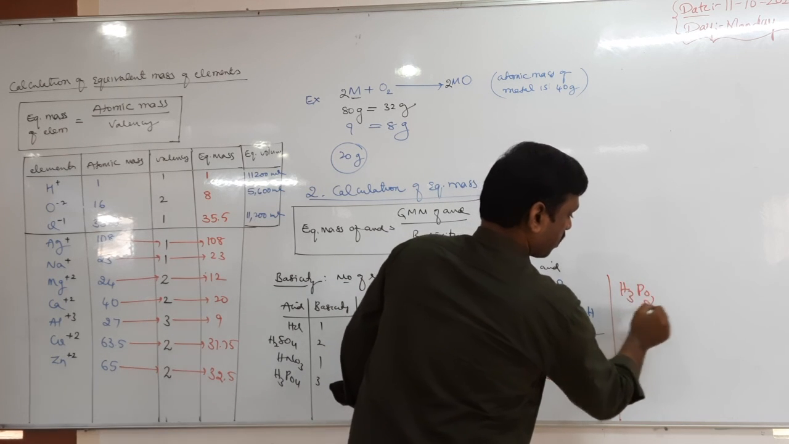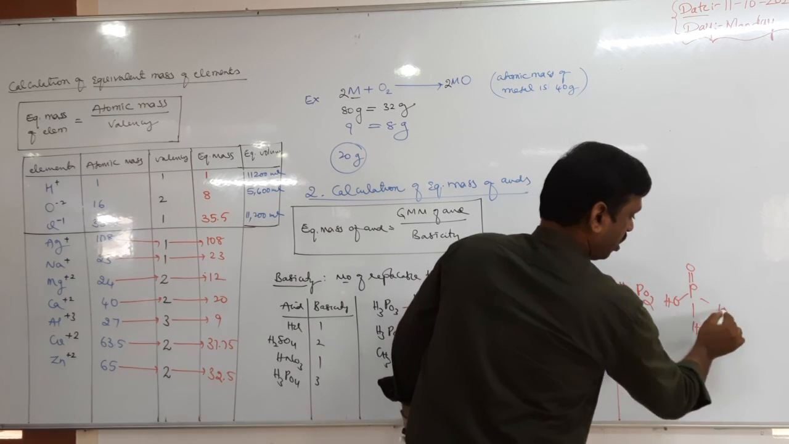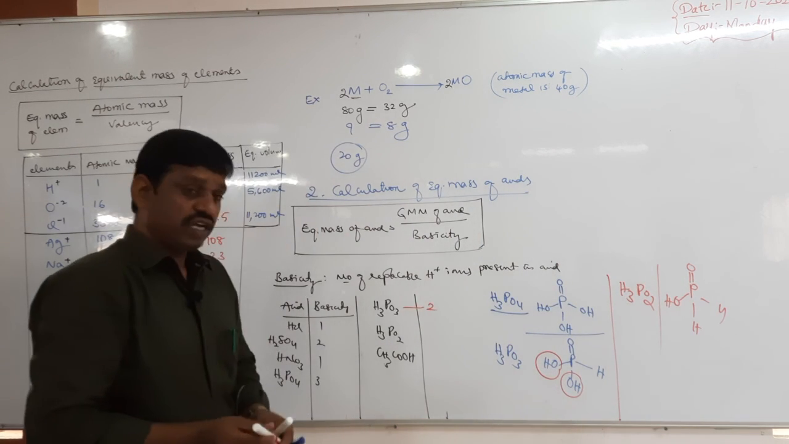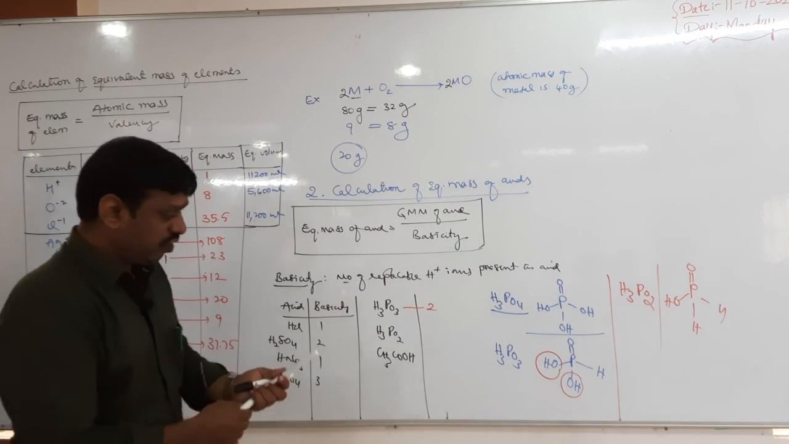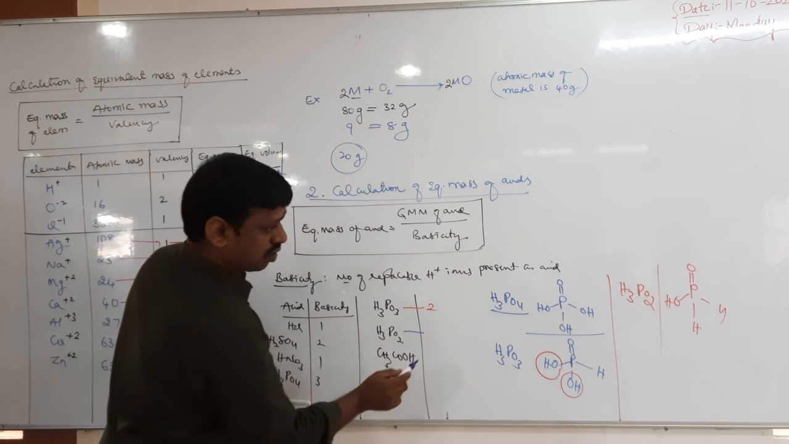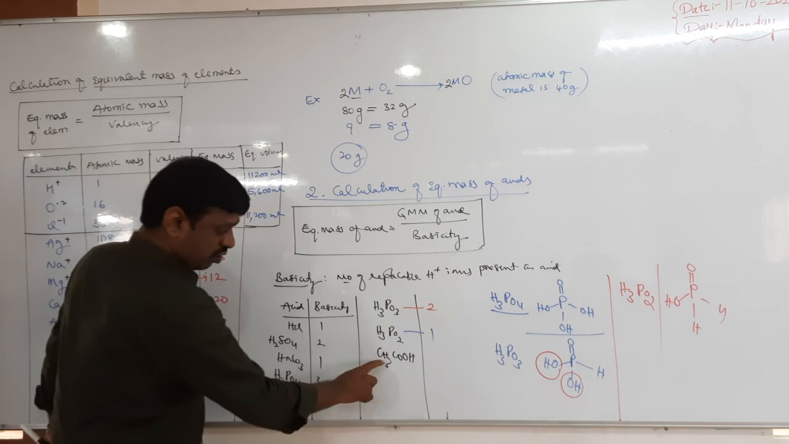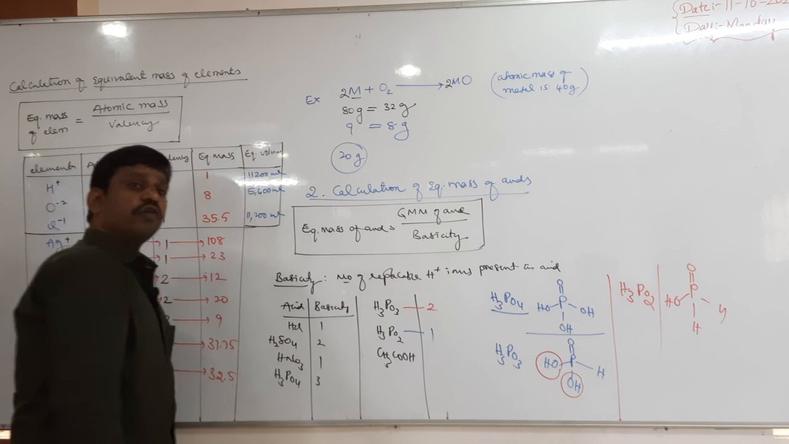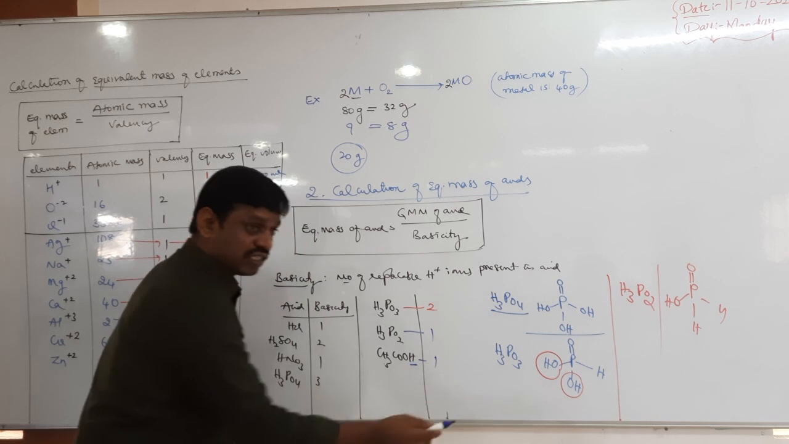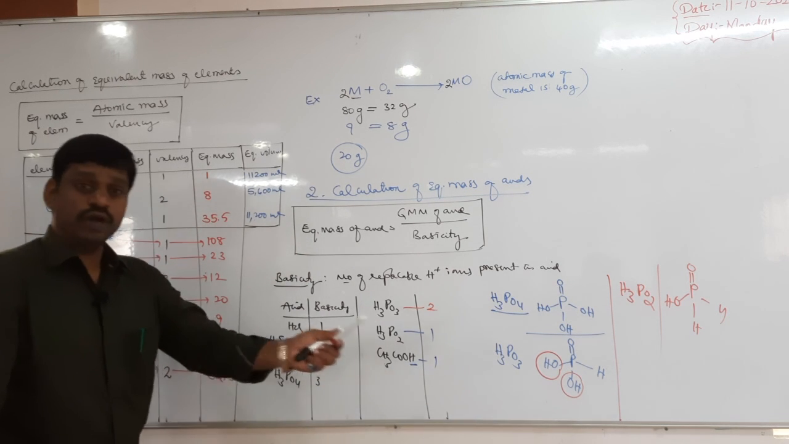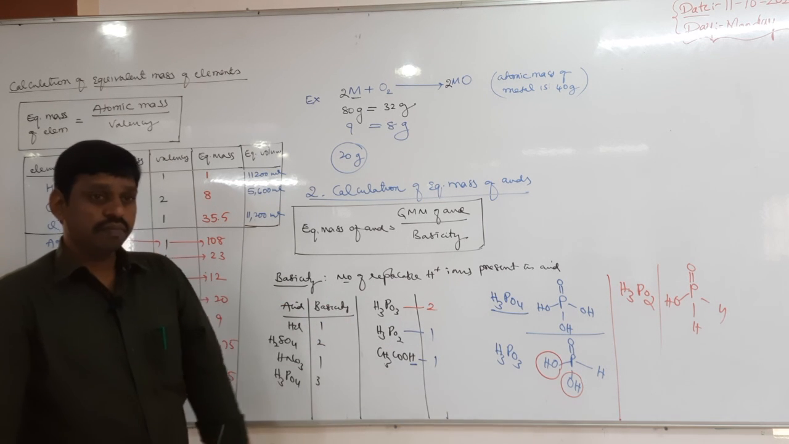Similarly, one more, H3PO2. In H3PO2, P double bond will be there, 1 OH, H will be there. So there are 3 hydrogen, but only 1 replaceable. Therefore, basicity is 1. Acetic acid: there are 4 hydrogen, 3 plus 1. Out of 4 hydrogen, only 1 is replaceable, because this will come out as H plus. You will not get the 3 hydrogen as H plus.